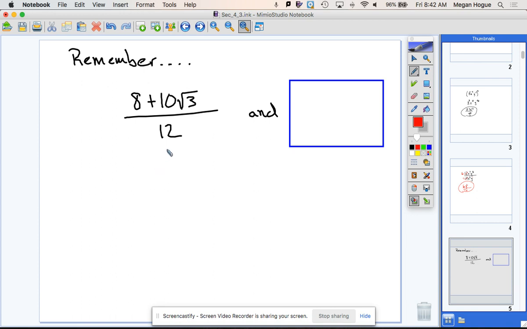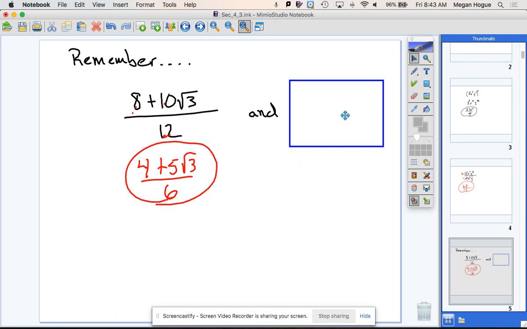And so the reason I bring this up is because you got really good at this. If I got an answer like this, I'd ask you if we could simplify. Can I simplify this? Yes. Emery, how can I simplify it? If I can divide all of these by 2, I should. And so he's saying, oh, they're all divisible? So we divide them all and get 4 plus 5 square root of 3 over 6.